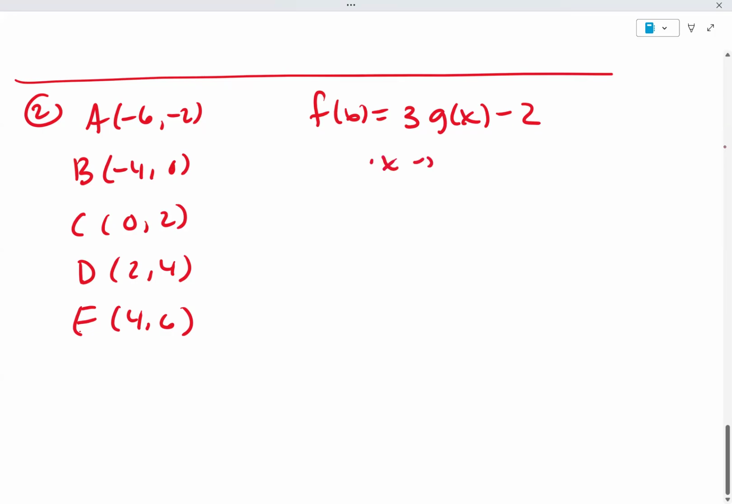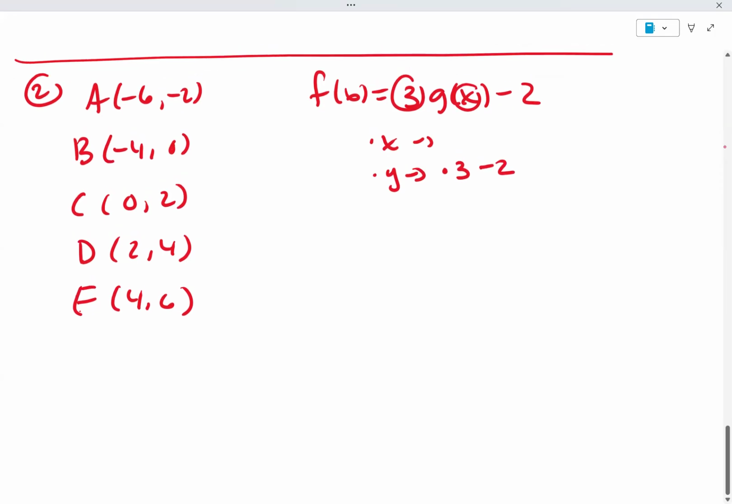So x, there's no change on the x because nothing's changing on the inside. So the x's will stay the same. The y's, I will multiply by 3 and then subtract 2. So for A, keeping the x the same is negative 6. But negative 2 times 3 is negative 6, minus 2 is minus 8. In B, keeping the x the same, 0 times 3 is 0, minus 2 is a minus 2.